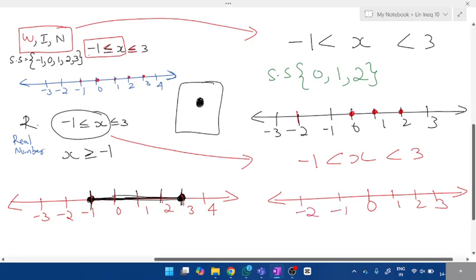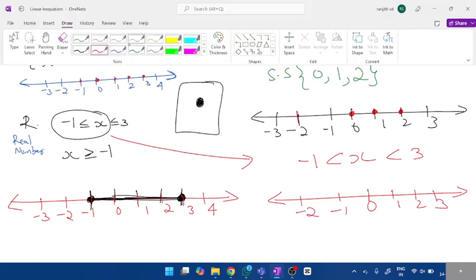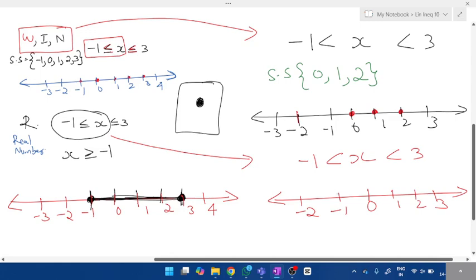What do we usually do for real numbers? Do we draw a line or do we keep a dot? For real numbers, for R, you have to draw a line, right? From which point to which point, students? Look here, -1 to 3. You have to draw a line from -1 up to 3.